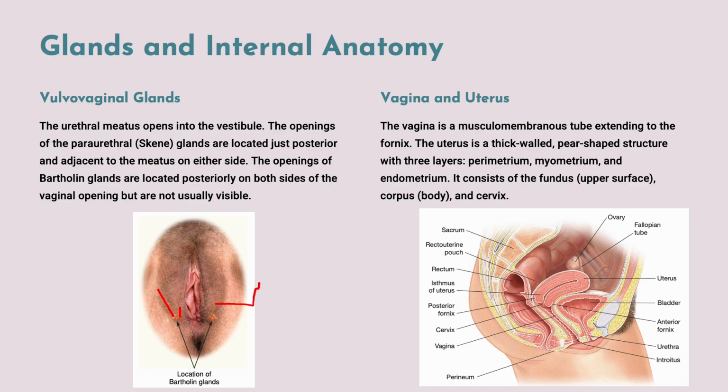Of course, women also have the vagina and the uterus. The vagina is a musculomembranous tube extending to the fornix. It's here. While the uterus is a thick-walled, pear-shaped structure with three layers, an outer perimetrium, a middle myometrium, and an inner endometrium. The upper surface is called the fundus, the main body is called the corpus, while the opening towards the vagina is called the cervix.